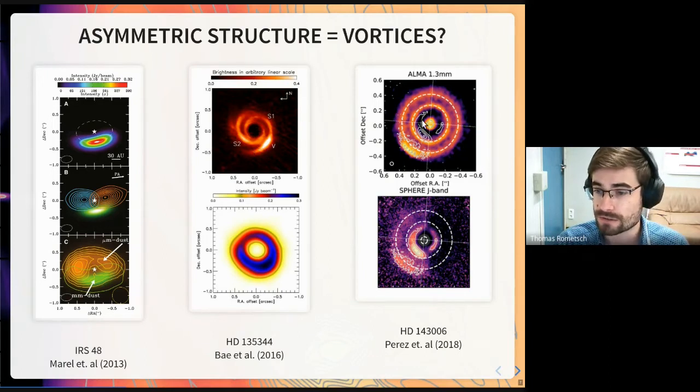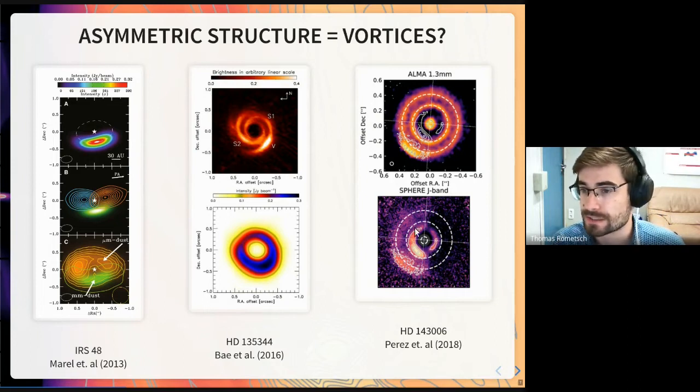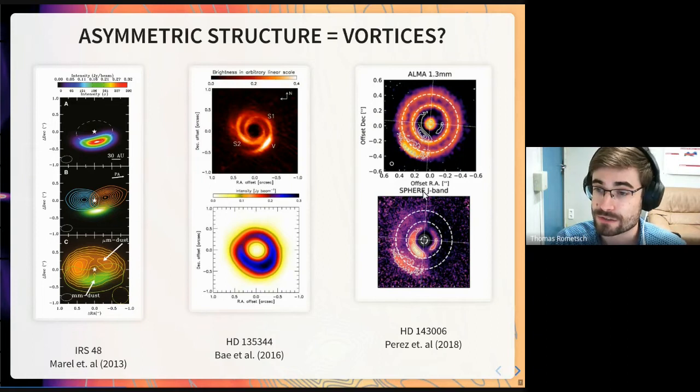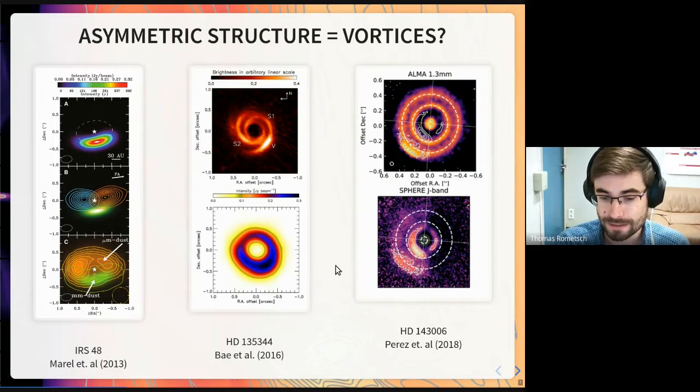And also now this is from DSHARP. DSHARP was a big study with 10 papers. This was one paper dedicated to this disk here and the asymmetries. And you see also there, we see this asymmetry in different wavelength bands. So this seems to be a persistent structure that's really there.